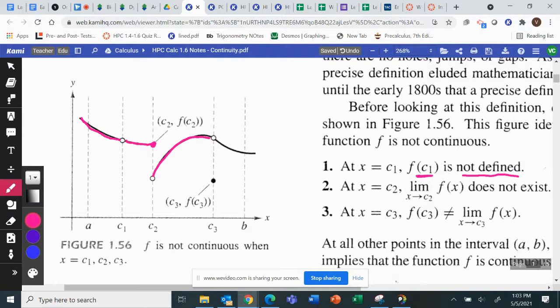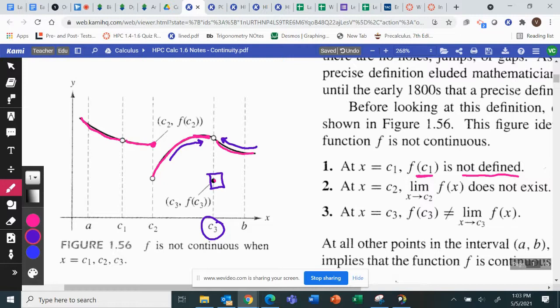And then the third one: we are tracing, and then we have to go down here, and then we have to come back up again. So this one is number 3. It's described as the limit from the left and the limit from the right are equal to each other, but if I actually plugged in c3, I would not get what the limits are. So the limits are not equal to actually plugging in c3. In these 3 situations, the graph would not be continuous.